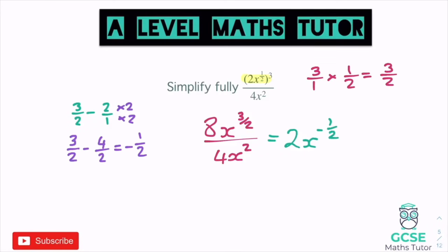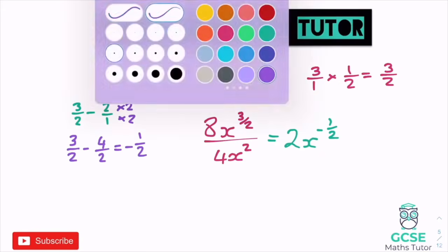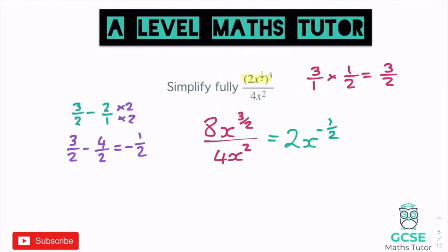And again, you might be able to just do 3 over 2, take away 2 in your head, but there we go. So 2x to the power of minus a half, and that is a final answer there. We can leave it like that, but there's another way that we can write this. And this is going to be important for thinking about it in reverse as well. So x to the power of a half is the square root of x, but it's a negative a half, so that would be 1 over the reciprocal of that, so 1 over root x.